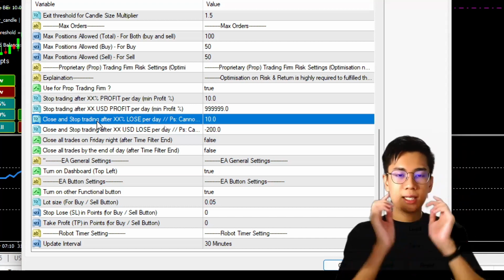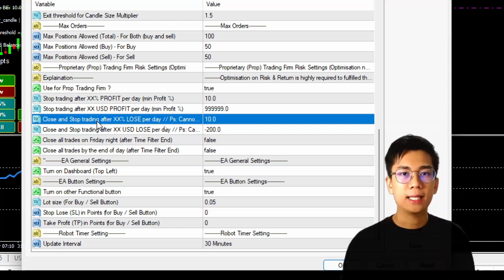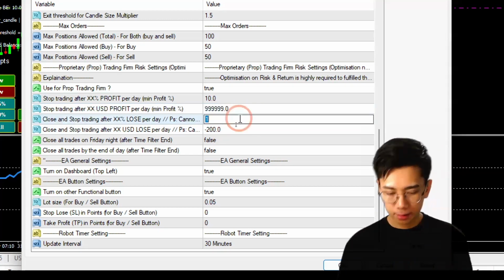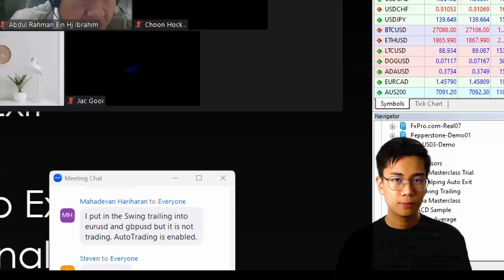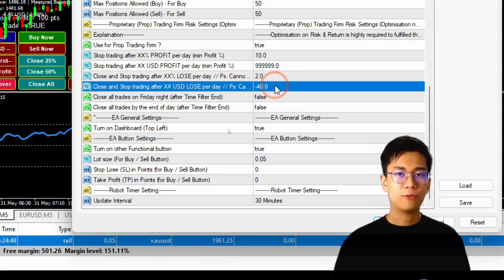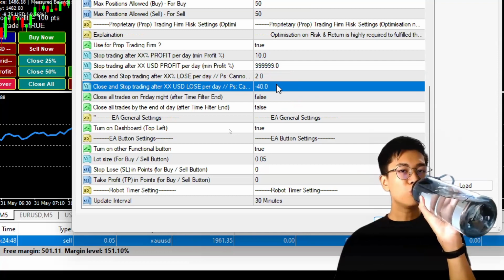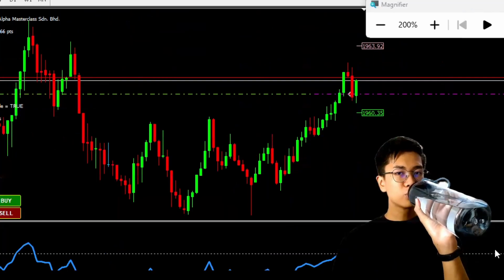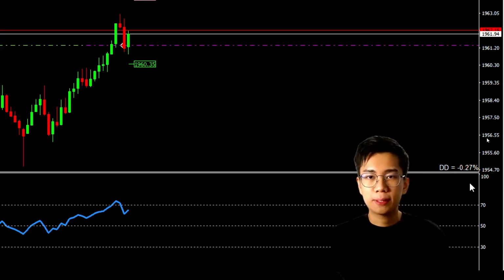Now, of course, you don't set it at 200. A proper trader doesn't risk more than 2% a day. Maximum, a trader risks just 2% a day, and that is about $40. That is a conventional trader doing 2% and $40. With that said, right now we can see that my current drawdown is 0.2 and 0.3%.